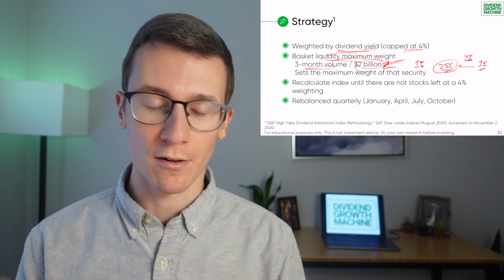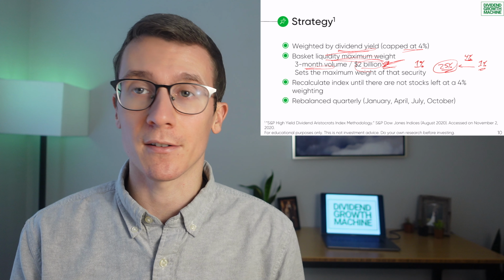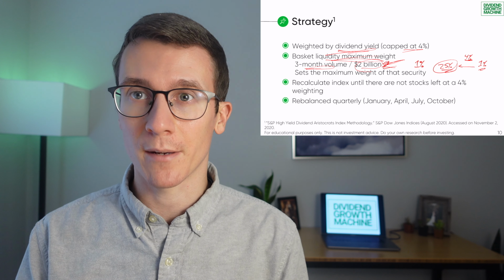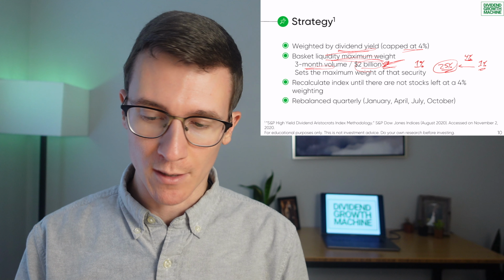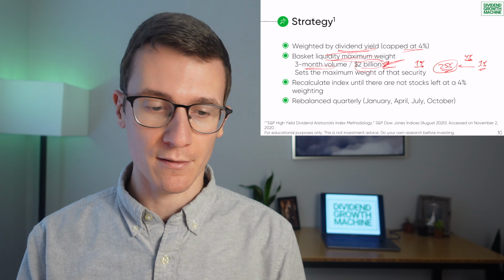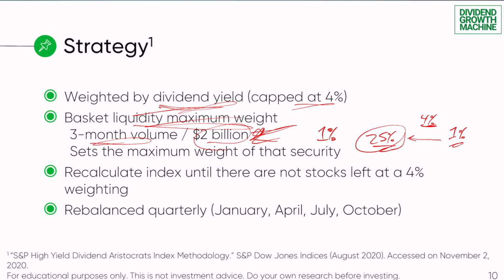It's not going to allow, you know, a $3 billion stock to be 25% of the index. It just would not be a good idea, and it does have certain things that prevent that from happening. It does recalculate the index until there are no stocks left at a 4% weighting.